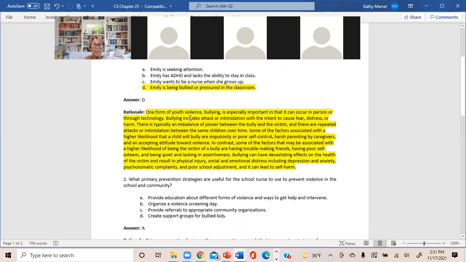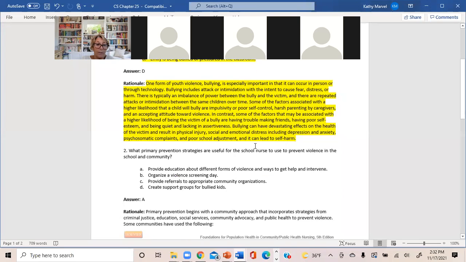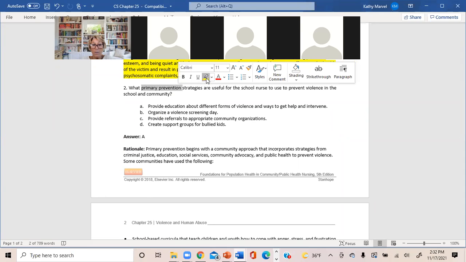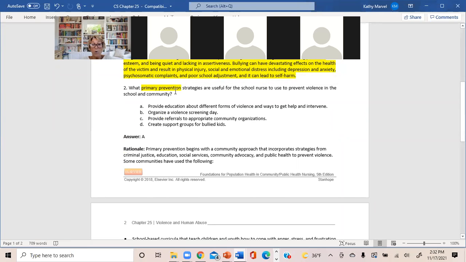This is an excellent synopsis of a very common part of youth violence, which is bullying. So please have a read of this. Okay. Number 2, what is a primary prevention strategy? So that's an important question. That's a key word, right? What primary prevention strategies are useful for the school nurse to use to prevent violence?